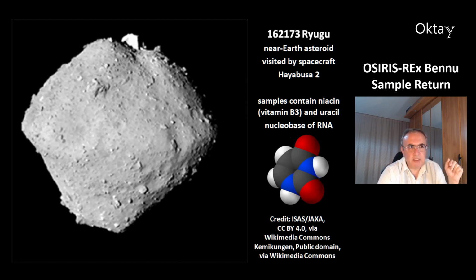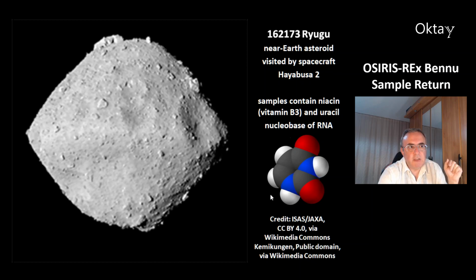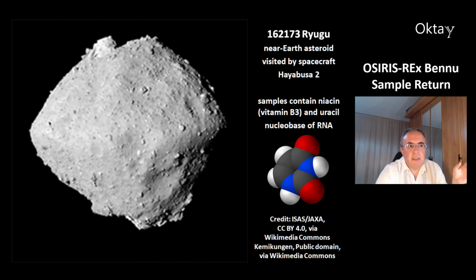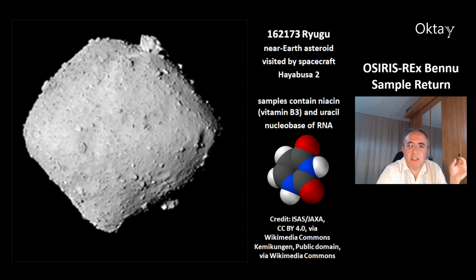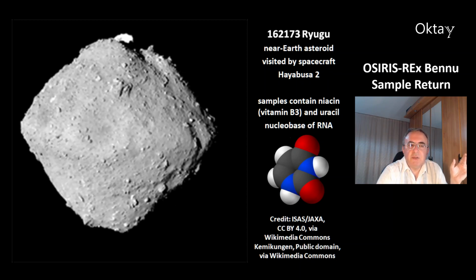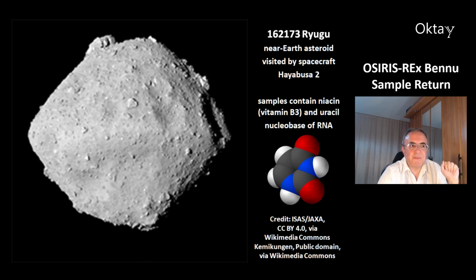At the bottom right, you can see the structure of the molecule uracil. In black, that's the carbon atoms. In white, the hydrogen atoms. In blue, the nitrogen atoms. And in red, the oxygen atoms.